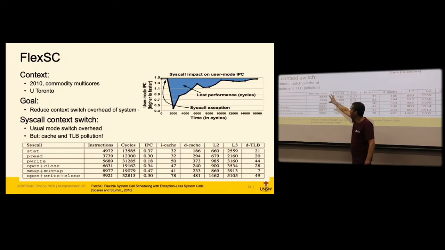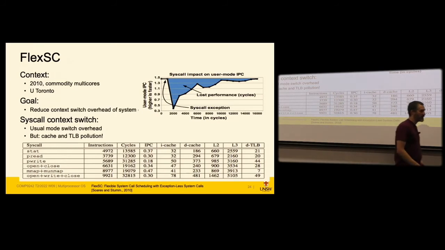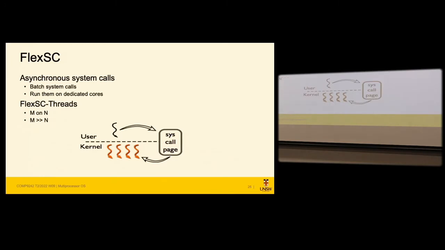So that's really interesting. They figured, okay, well, there's this cache and TLB pollution. What can we do about that? How can we fix that? Their approach was this idea of asynchronous system calls. When you invoke a system call, rather than context switching into the kernel and doing a bunch of kernel work, it writes the system call information into a system call page, and then doesn't go into the kernel, but just continues executing user code.